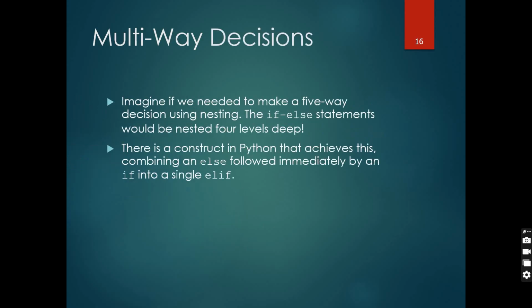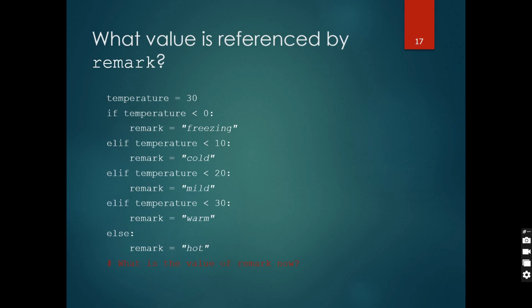So imagine we need to take 5-way decisions using nesting. If else statements would have to be nested 4 levels deep. So instead of this, we can go for if elif else statements. Okay. So here one more example is given.